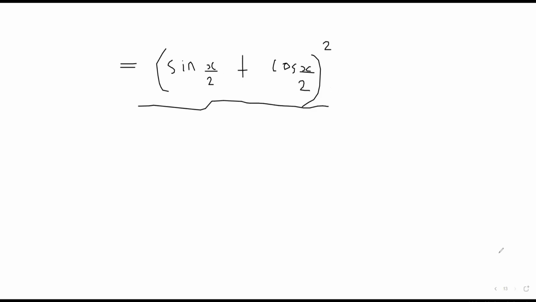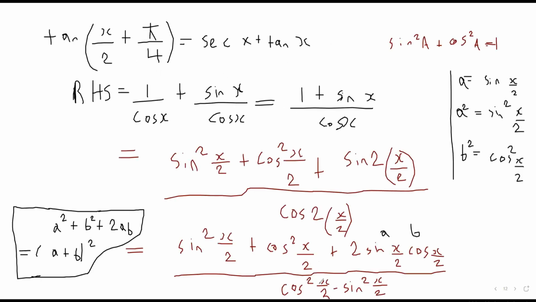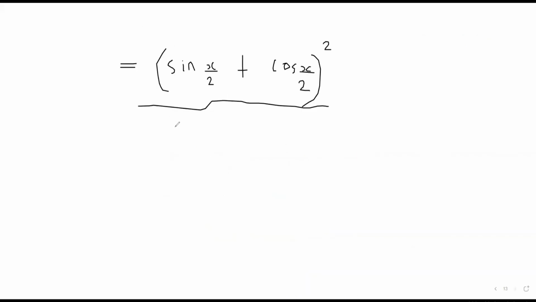In the denominator now, cos square minus sine square is the difference of 2 squares. The difference of 2 squares can be broken up as the cos of x over 2 minus the sine of x over 2.